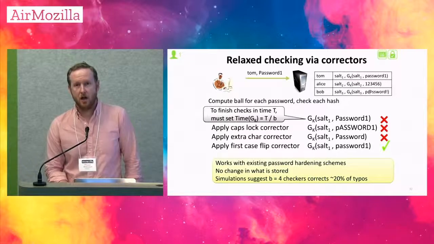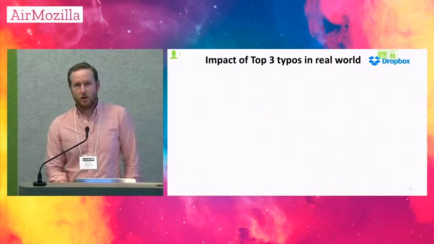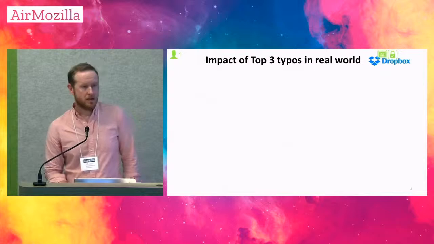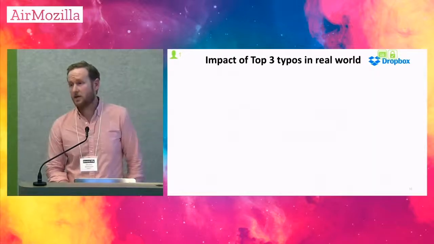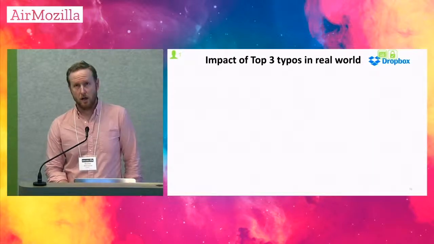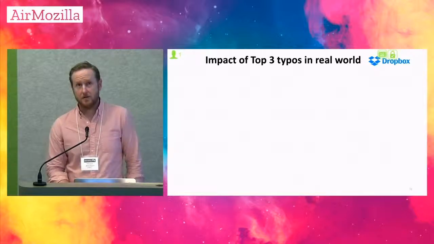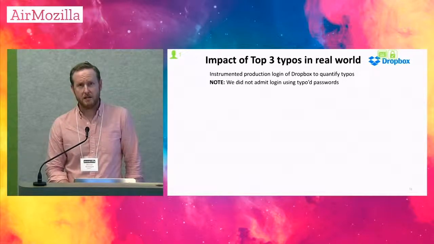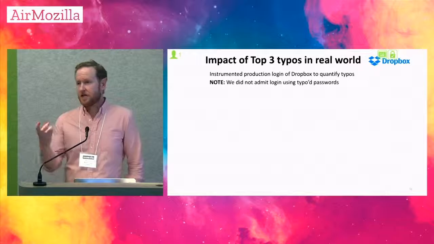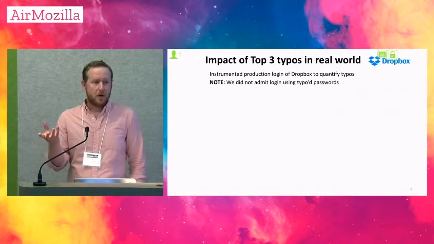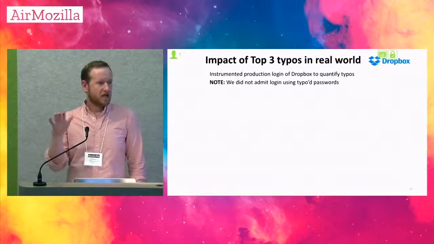We wanted to see if this is true in the real world, and we partnered with Dropbox to do a measurement study of their authentication infrastructure. It was a really cool collaboration from my perspective, to measure what this impact would be. So we basically instrumented it to do this type of typo-tolerant password authentication, but we didn't actually change the authentication policy.